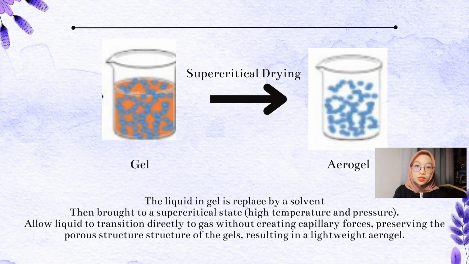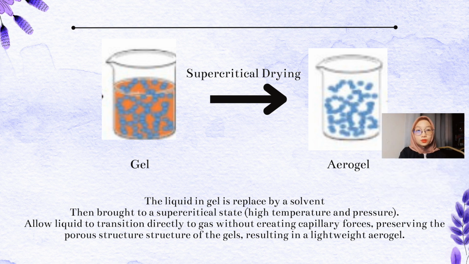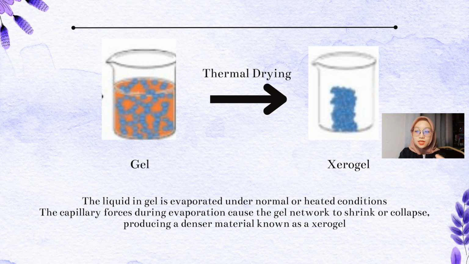How does gel turn into aerogel using supercritical drying? The liquid in the gel is replaced by a solvent. It then reaches a supercritical state, with high temperature and pressure, which allows the liquid to transition directly to gas without creating capillary forces, preserving the porous structure of the gel and resulting in a lightweight aerogel. Next, how does gel change into xerogel using thermal drying? The liquid in the gel is evaporated under normal or heated conditions. The capillary forces during evaporation cause the gel network to shrink or collapse, so it produces a denser material known as xerogel.